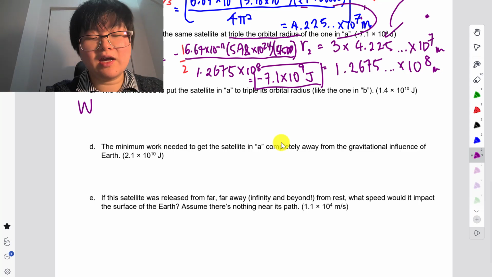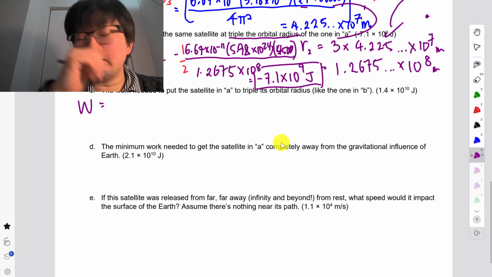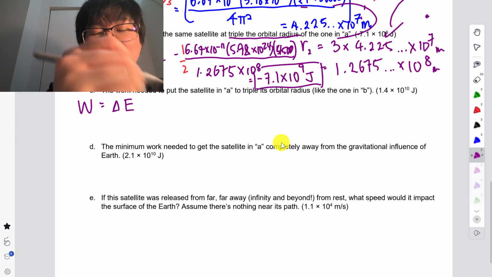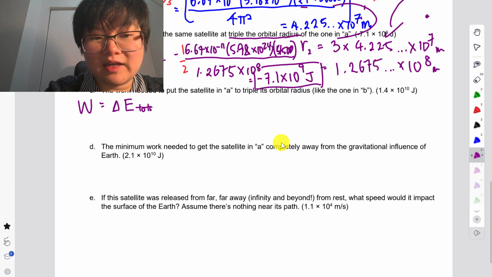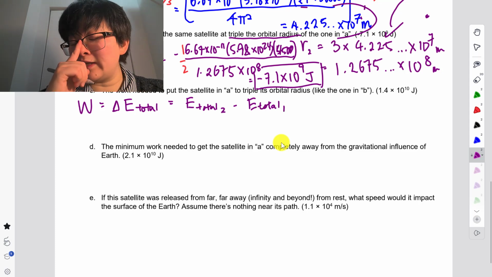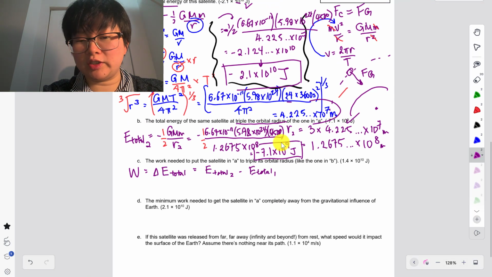So in order to actually figure this out, it is much easier to go back to the definition of work, which is the change in energy. Namely, for our sake, we're looking at the total energy of our satellites, which means we take the total energy at point 2 minus the total energy at point 1. Finding that difference is going to help us. And guess what? We already calculated those in our previous questions. So all we have to do is the subtraction.